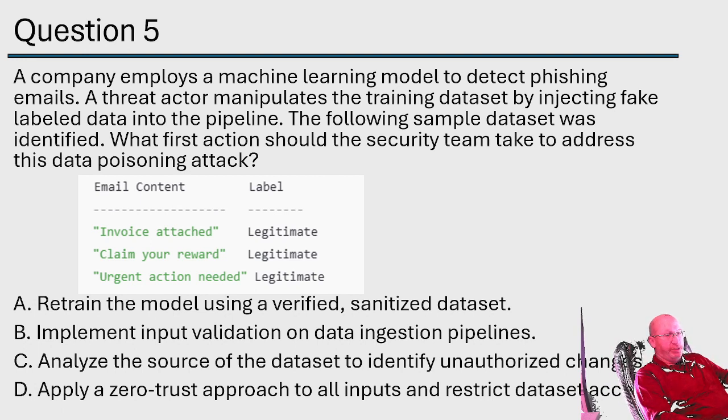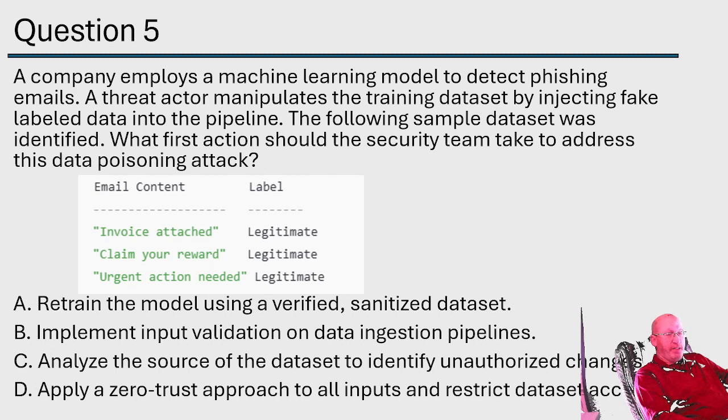We see invoice attached as legitimate, claim your reward is legitimate, and urgent action needed is all considered to be legitimate. So, do we want to do A? Retrain the model using verified, sanitized data set. I feel like that would be a good way to start off. Yeah. A would be definitely in my wheelhouse. I would definitely say, yeah, that's probably one we would want to look at.